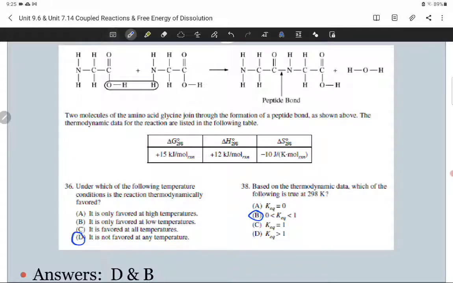We have a bunch of thermodynamic data. Under which of the following temperature conditions is the reaction thermodynamically favored? Well, at 298 it's not favored, so it can't be favored at all temperatures. But let's look at this further. Delta G equals delta H minus T delta S, and let's put our delta H and delta S signs in there. If you look at those signs, you could never, no matter what temperature, get a delta G that's negative.